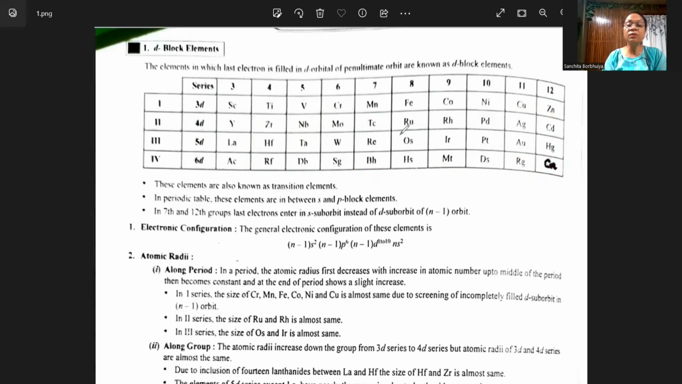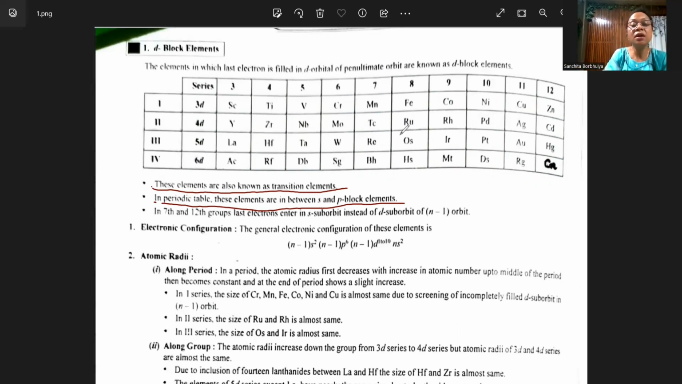I have given you all point-wise. These elements are known as transition elements because, in the periodic table, they lie in between the S block and the P block. The S block elements are on the left and the P block on the right of the periodic table, so these come in between S and P. That is why they are called the transition elements.